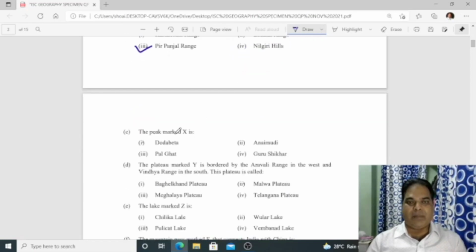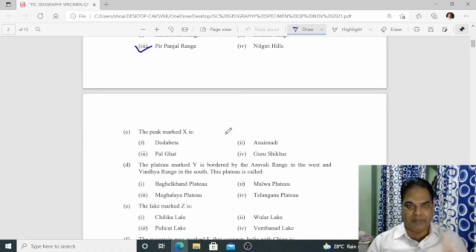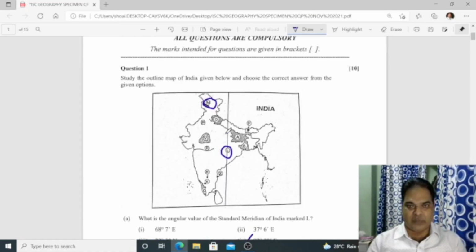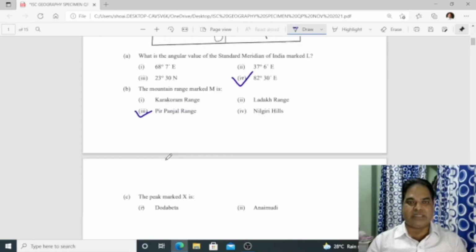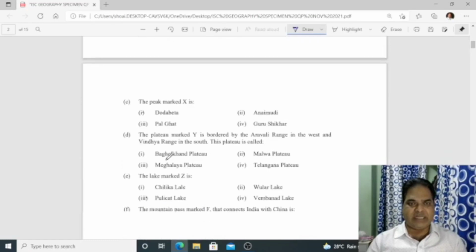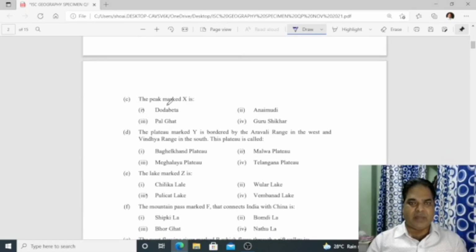Now the peak marked X is. Let us see where X is. You can see this is the X. What does it signify? Let us see. The peak marked X is, this one will be the correct one, Doda Betta.